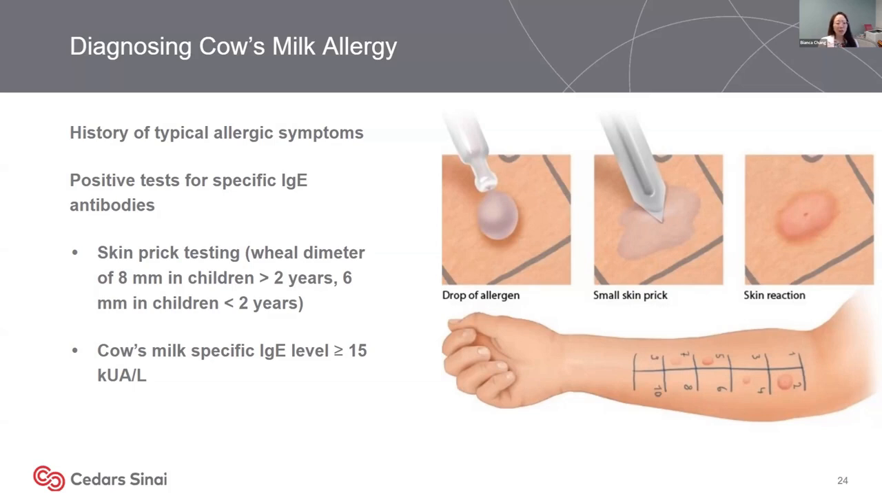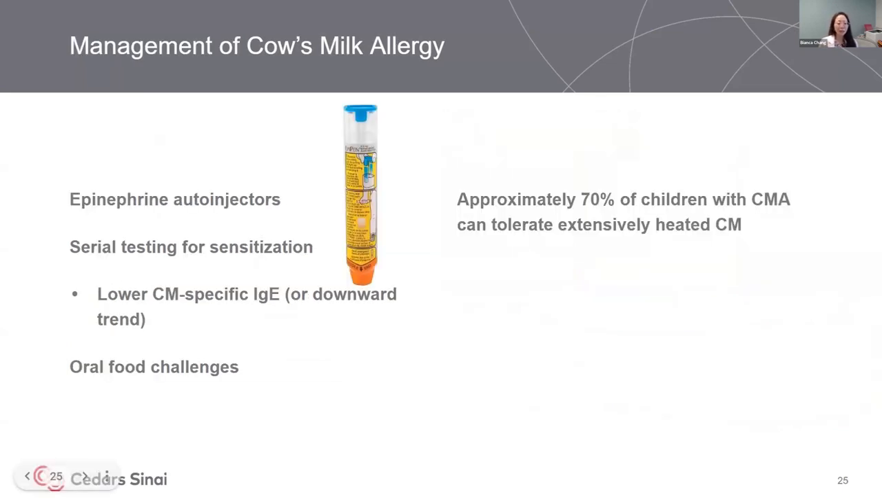If we're not undergoing skin prick testing, another way that we can assess for these antibodies is through the blood, and we're looking for specific serum levels. How do we manage a cow's milk allergy?